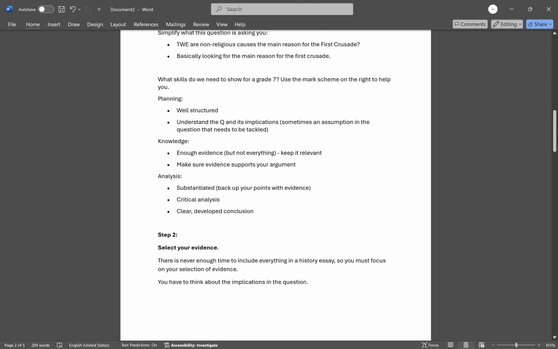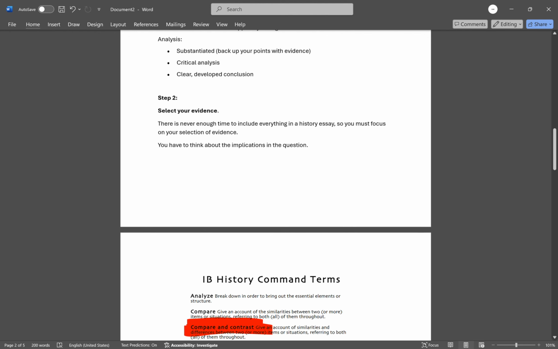So step 2 is how to select your evidence. There is never enough time to include everything in a history essay, so you must focus on your selection of evidence that is relevant and that will really bring out your history skills and show that you really know what you're talking about. And you have to think about the implications in the question as well.